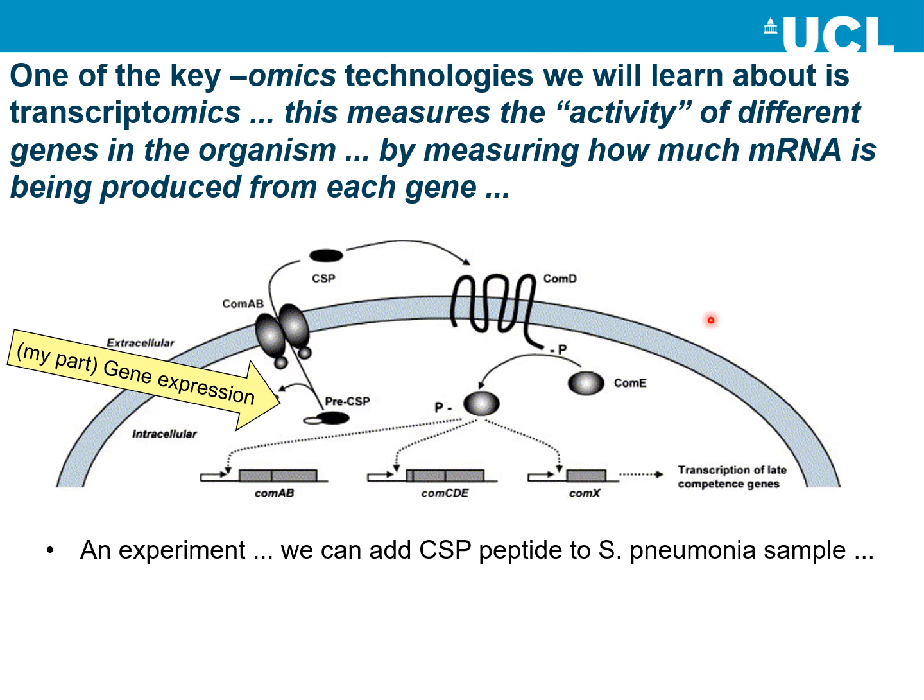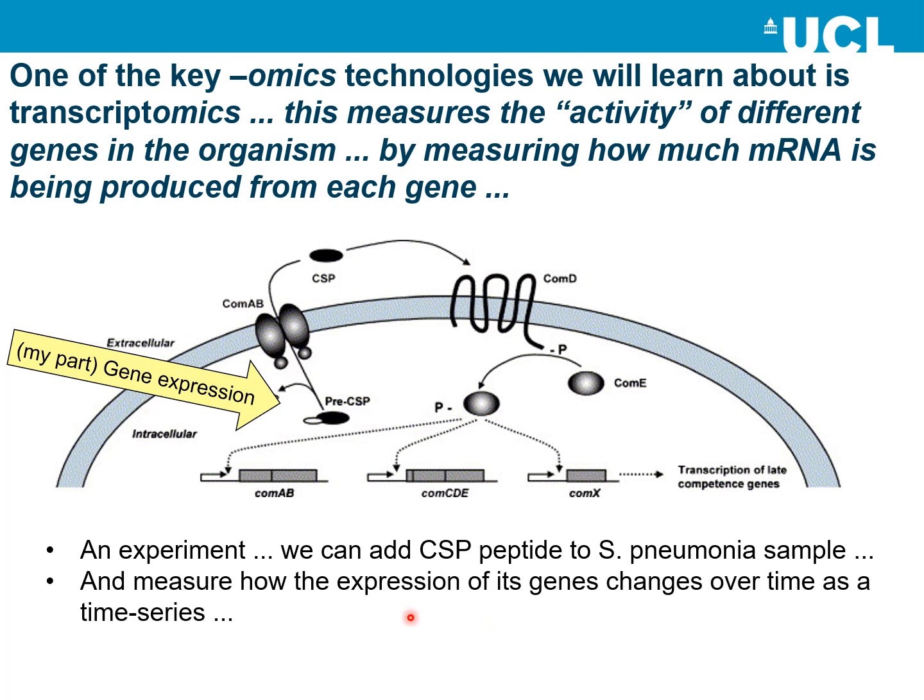This allows us to do experiments. A particular experiment they have done in the paper that I'm going to cite is that they add synthetic CSP peptide to a sample of Streptococcus pneumoniae, and then they measure how the expression of the genes changes over time as a time series.